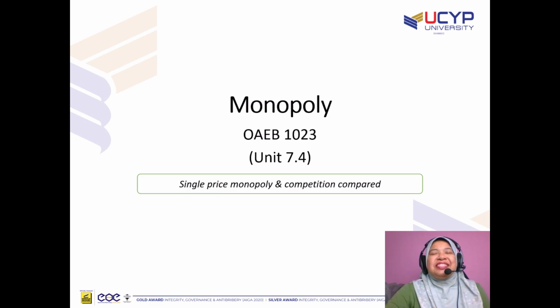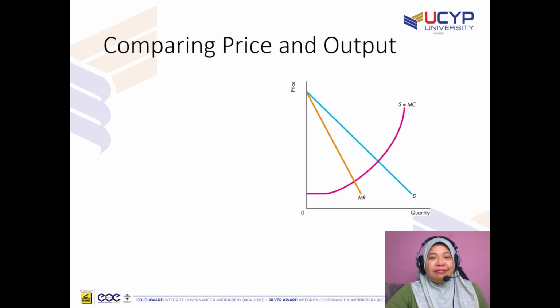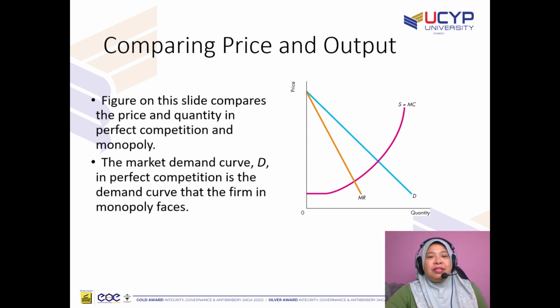Welcome to Unit 7.4. It is about single price monopoly and competition compared. Comparing price and output. The figure on this slide compares the price and quantity in perfect competition and monopoly. The market demand curve D in perfect competition is the demand curve that the firm in monopoly faces.